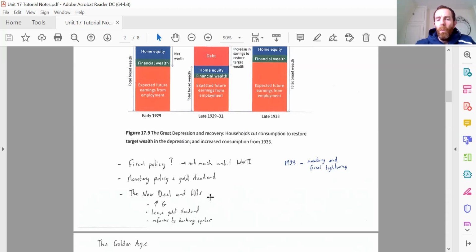So what were some of the things that the Roosevelt administration did? So the New Deal, what did they actually do? Well, they did increase government spending, right? And increased the size of government to a size that hadn't really been seen before.